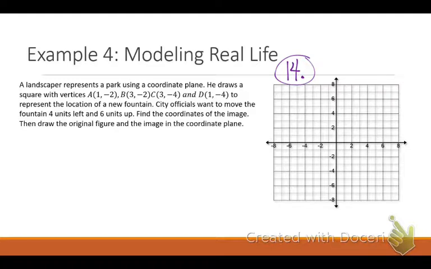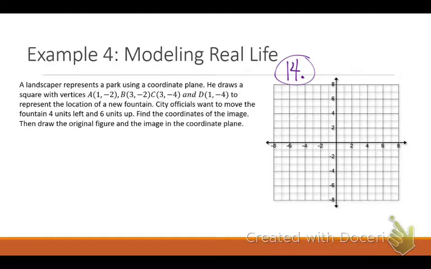Modeling real life, how could this apply to something that we might see on a daily basis? Well, if you're a landscaper and you're working in a park and you want to do some renovating, that's the scenario. This landscaper draws a square with vertices as the following. So there's all your vertices, to represent the location of a new fountain.